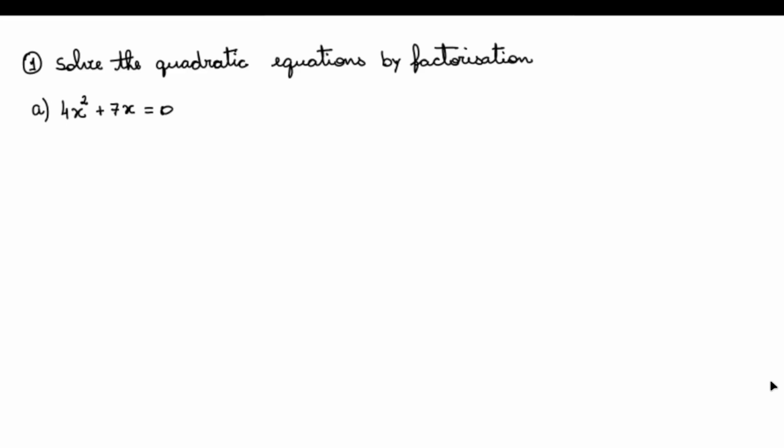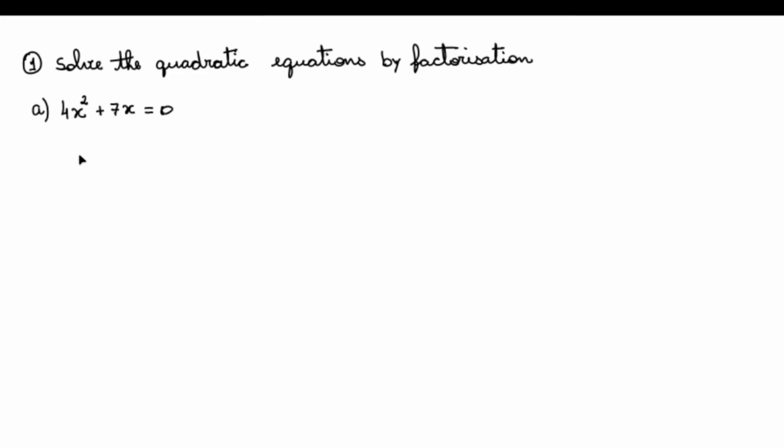My name is Eduardo, and today we are starting a series of videos solving math and physics problems from the IB curriculum. In today's video, we'll be solving quadratic equations. Let's start by solving the equation 4x² plus 7x equals 0. This is a quadratic equation because the highest exponent of x is 2. I will be solving this equation by the factorization method.